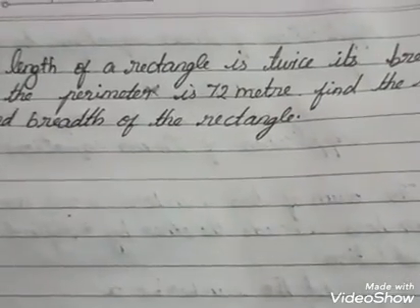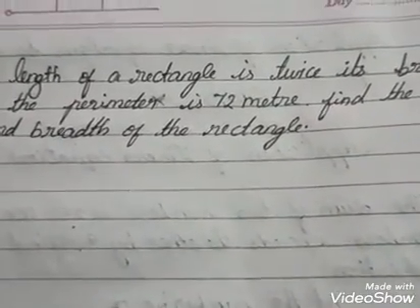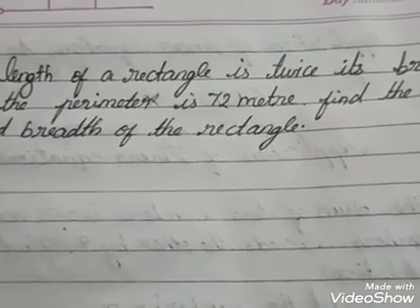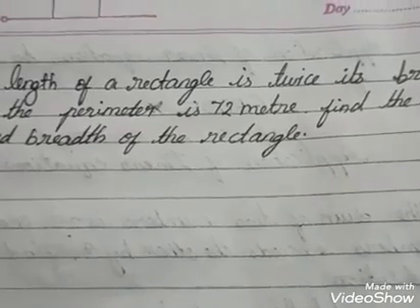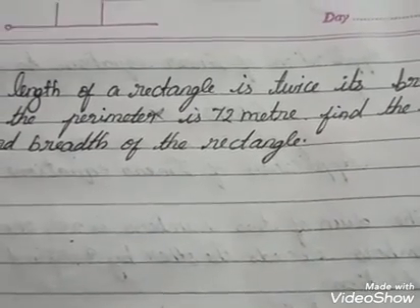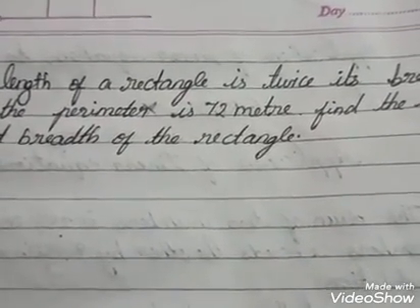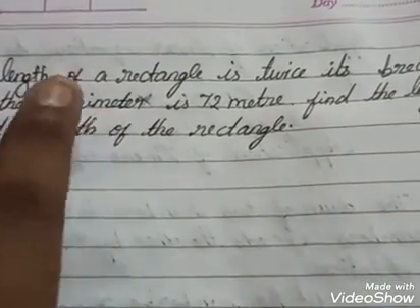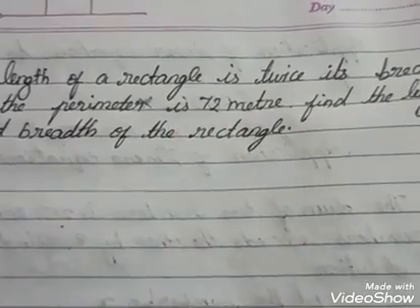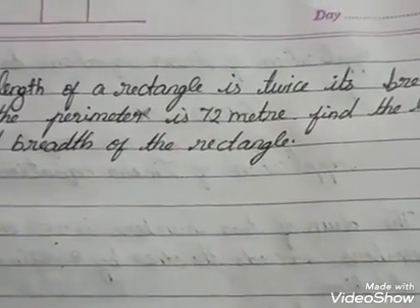So just you have to see the clue. The length of a rectangle is twice the breadth. But we don't know the value of length and the value of breadth. But they have given the perimeter of the rectangle is 72 meter. We need to find out the length and breadth.